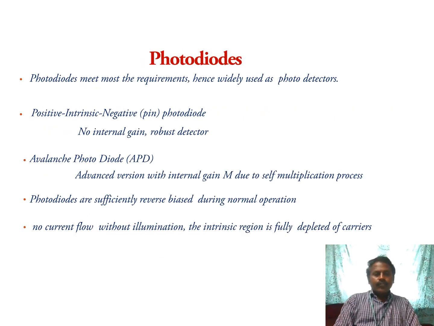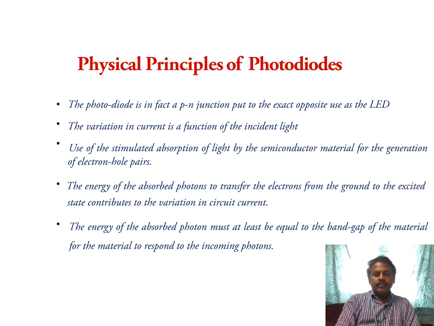Then photodiode. Photodiodes meet most of the requirements, hence widely used as a photodetector. Positive, intrinsic, negative, that is the PIN photodiode, no internal gain, robust detector. And another one is the avalanche photodiode, an advanced version with internal gain M due to the self-multiplication process. Photodiodes are sufficiently reverse biased during normal operation. So no current flows without illumination. The intrinsic region is fully depleted of charge carriers.